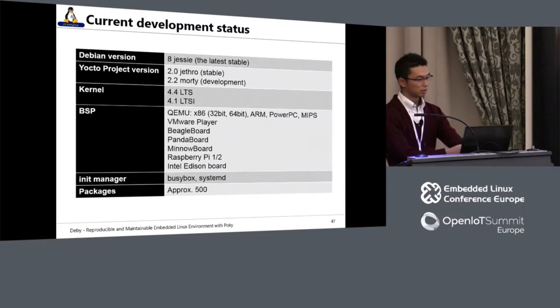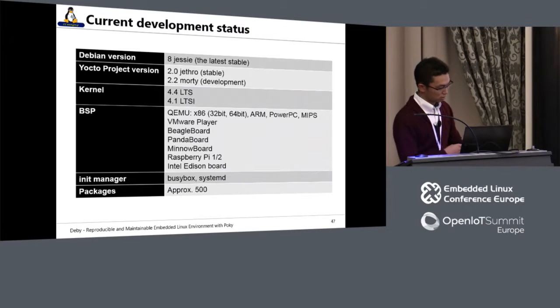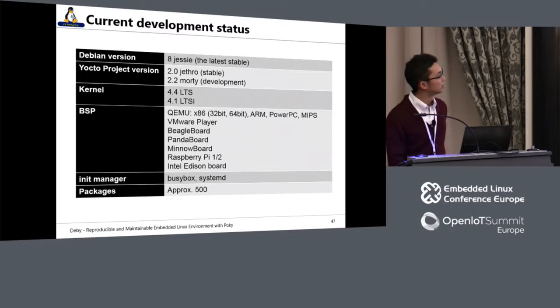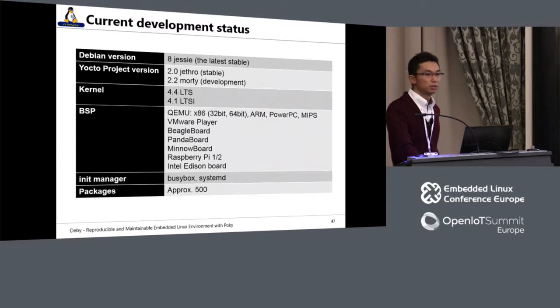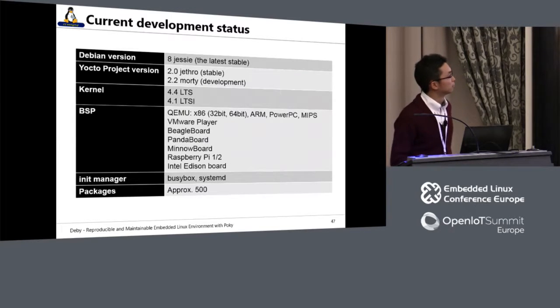This is the current development state of Deby. The base Yocto Project version is upgraded to the 2.2 development version. The kernel version is also upgraded to the latest LTS and LTSI. And some new BSPs and recipes were also added.